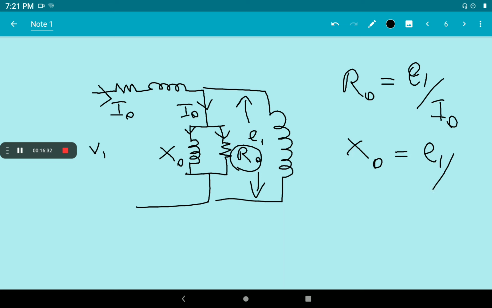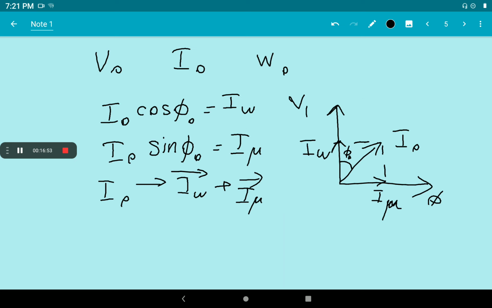And X0, what is the value of X0? E1 by IW. This current I0 is split into I mu and IW here, the working component and the magnetizing component. So we get the equations R0 as E1 by IW and X0 as E1 by I mu. So these are the parameters obtained from the open circuit test of transformer.